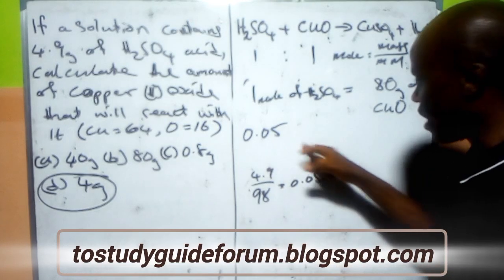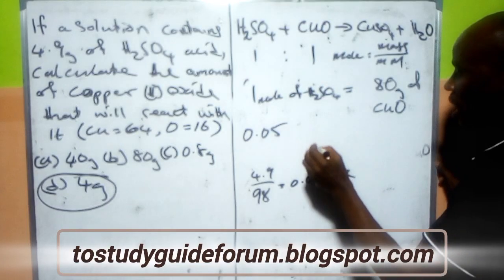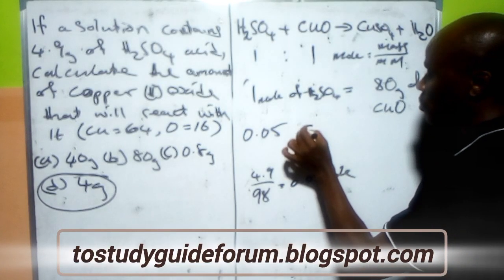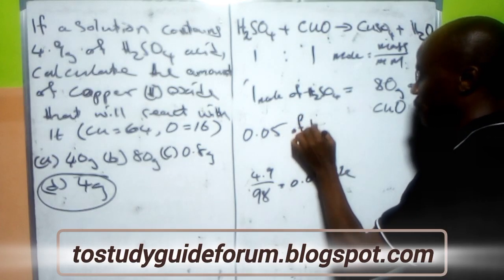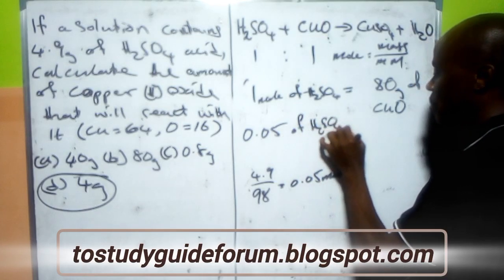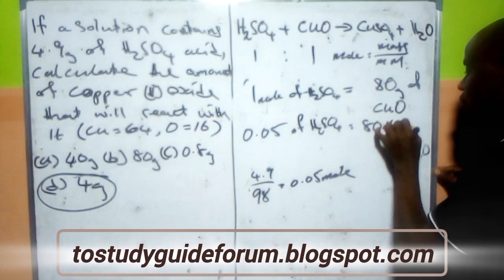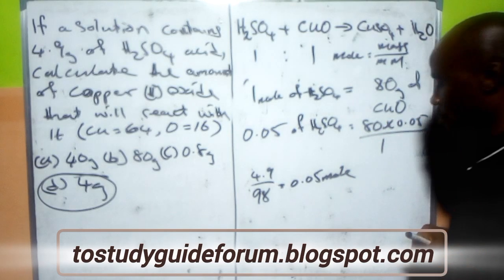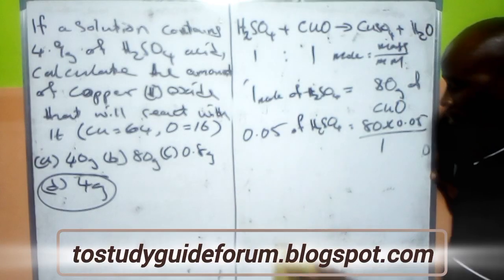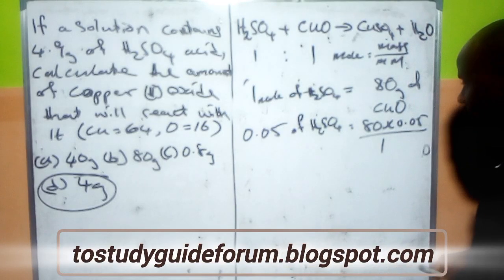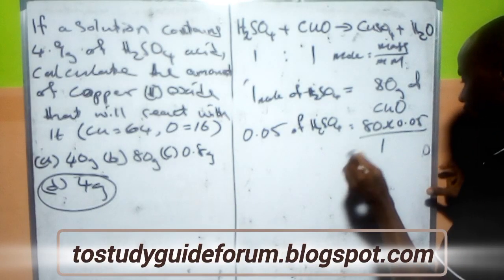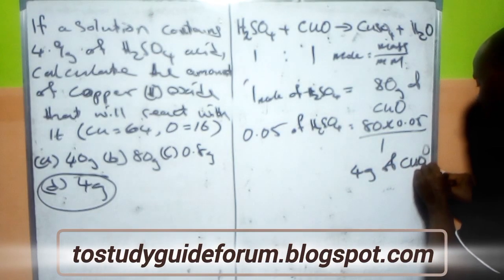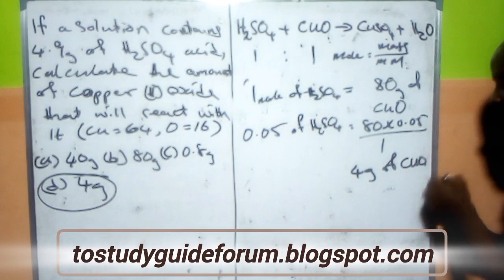So 0.05 mole of tetraoxosulfate acid will react with 80 times 0.05 mole divided by 1, which is the 1 mole we have. By this, I think we will arrive at the same answer. That will be 4 grams of copper oxide.